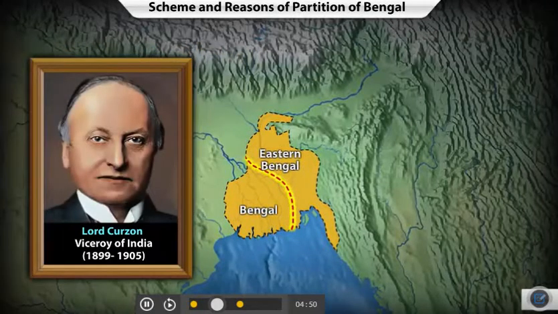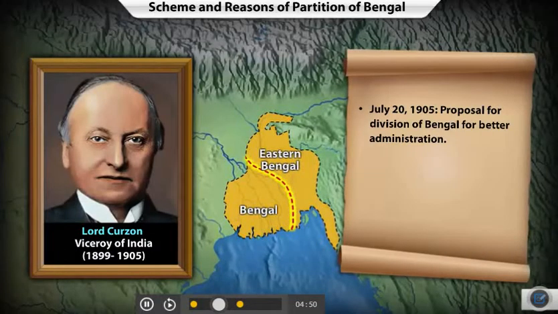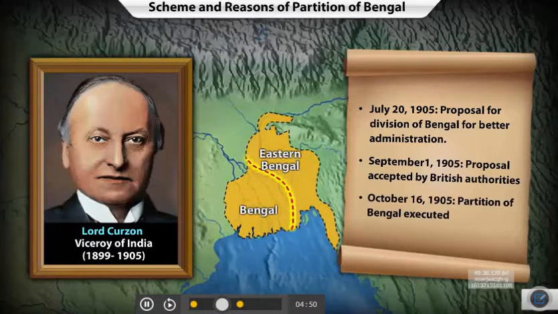Hence, Lord Curzon proposed the division of Bengal on July 20th, 1905. The proposal was formally accepted and granted by the British in September the same year. Finally, Bengal was partitioned on October 16, 1905.